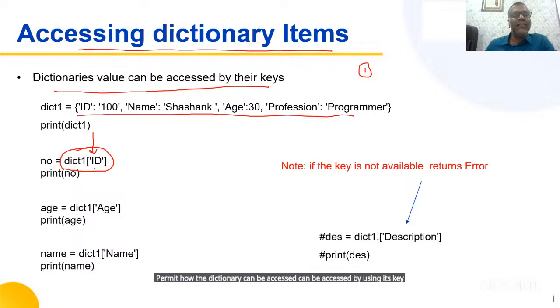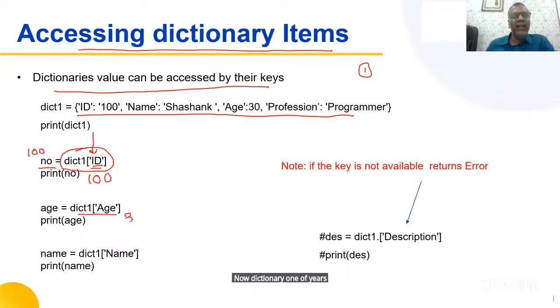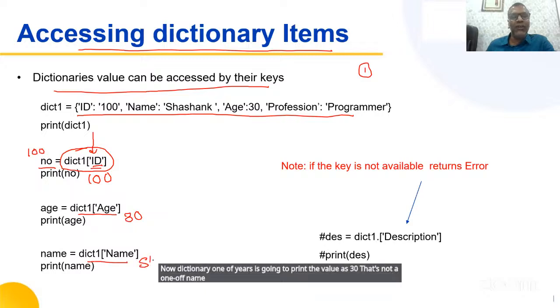The key can be passed in square brackets. Now here I am passing ID. The value of the key, 100, will be stored there, so 100 will be printed. Dictionary one of age is going to print the value as 30. Dictionary one of name is going to print Shashank. Okay.